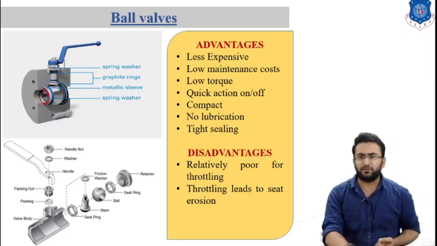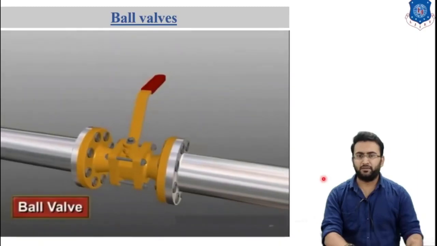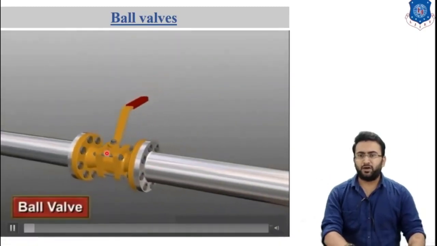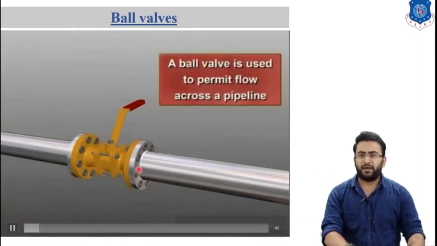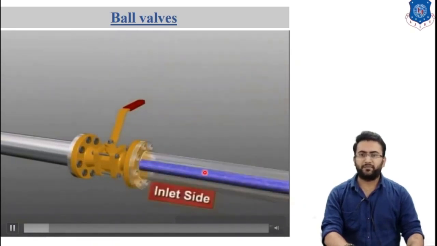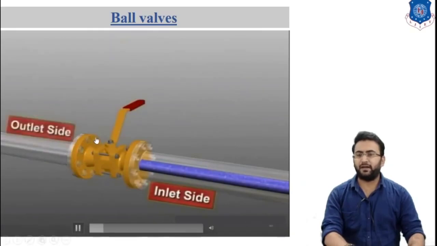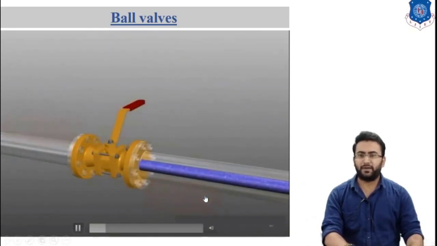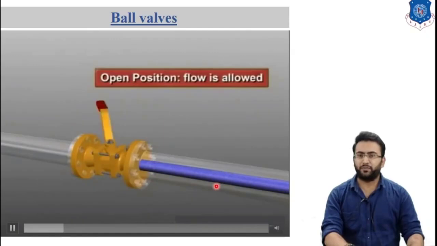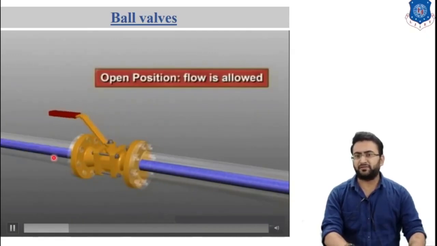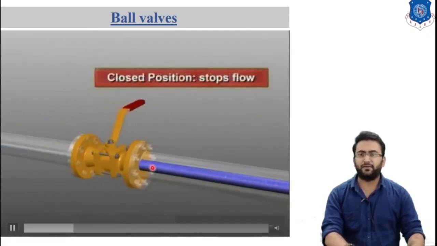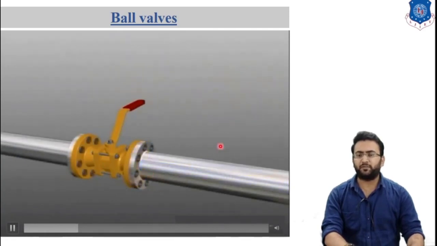Now let's take a look at how the ball valve works. This is a ball valve connected in a pipeline. A ball valve is used to permit flow across the pipeline. This is the inlet side pipeline and this is the outlet side pipeline. When the valve is open, flow is allowed to pass through this ball valve. When the valve is in closed position, it stops the flow.